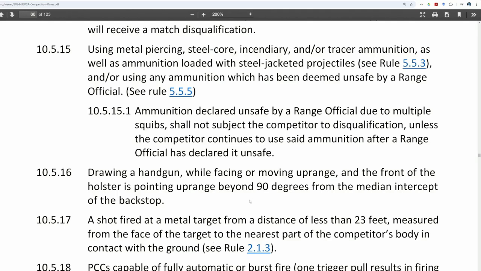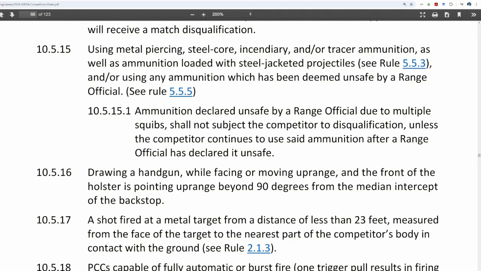So here's how I would rewrite it. The first clause, I would say, drawing a handgun while facing directly uprange and/or moving uprange. And in the second clause, I would delete the whole point about the front of the holster pointing uprange, and I would change it to the competitor is facing uprange. So just change it to while the competitor is facing uprange, and that's it.